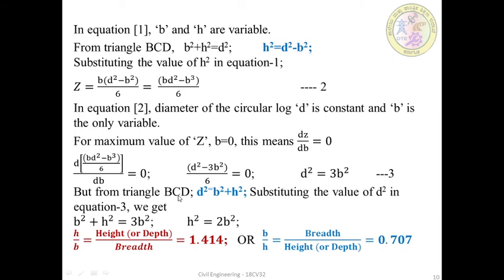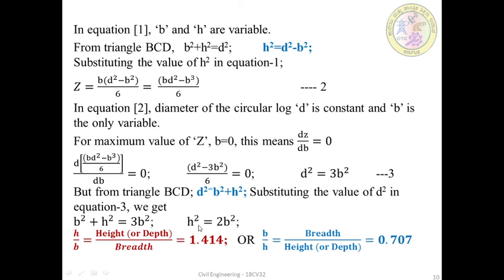From the triangle BCD, again d square is equal to b square plus h square. Substituting the value of d square from equation number 3, b square plus h square is equal to 3b square, so h square is equal to 2b square. So h by b is 1.414, or the b by h ratio is equal to 0.707.